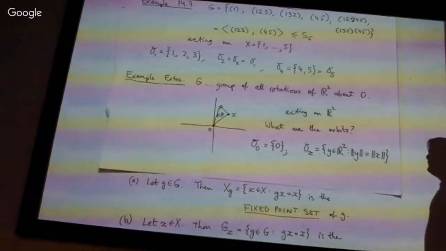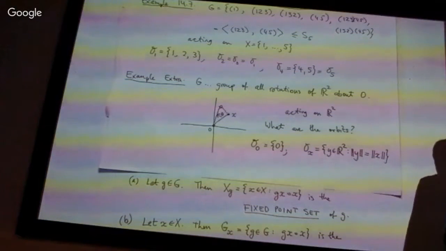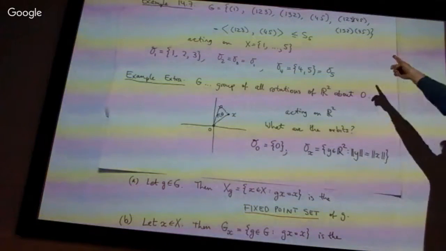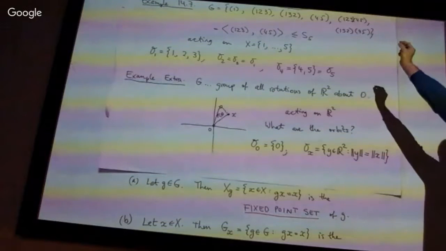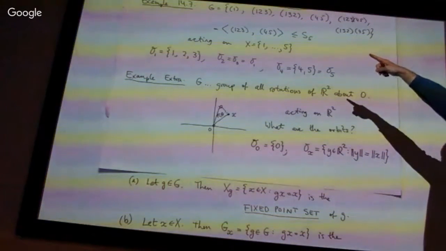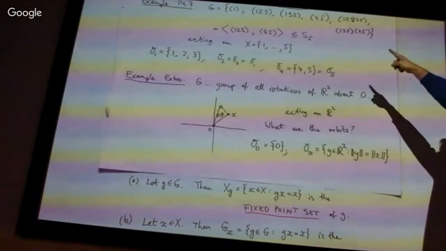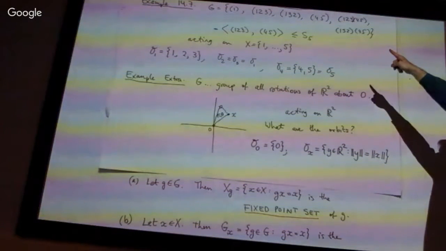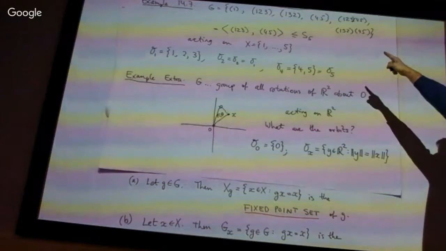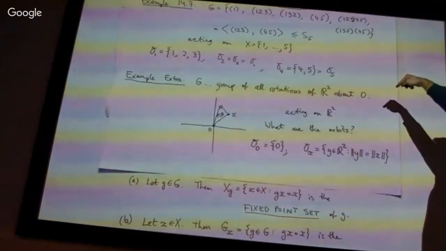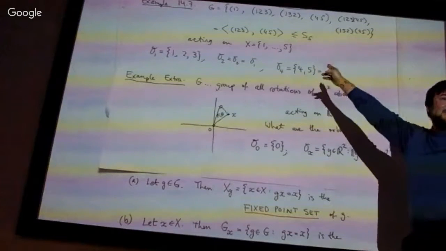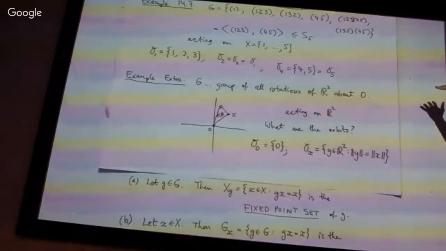So if you look at the stabilizer of 1, for example, that means find all the permutations in G where 1 stays put. You get the identity, which doesn't move 1, then 4, 5, and that's it. That's the same for 2 and 3. And then for 4 and 5, you get 1, 2, 3 and 1, 3, 2. Those are the permutations. This would be the stabilizer.